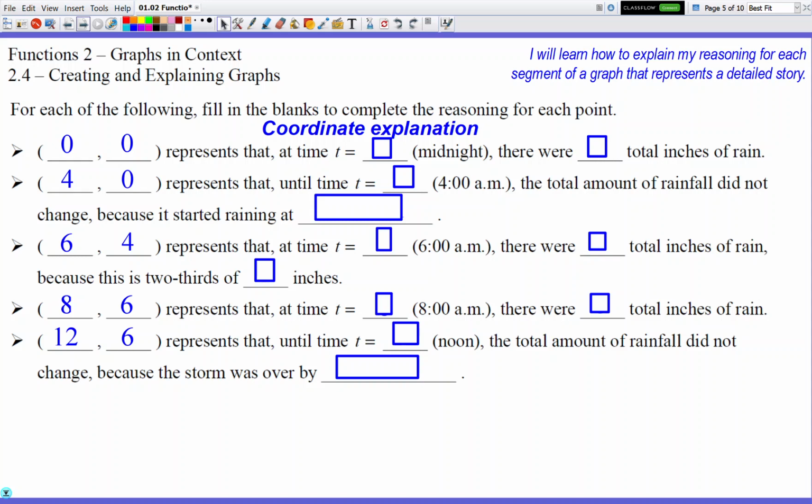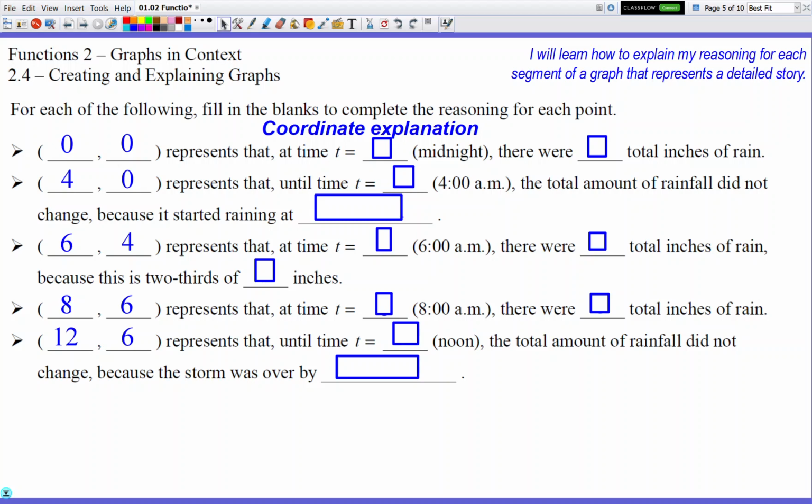It's going to explain what 0 and 0 means, and 4 and 0, 6 and 4, 8 and 6, 12 and 6. It's going to tell us exactly what every single one of those numbers mean. And in some cases, it's going to tell us how we actually got the number too. So in this first example, we're always going to explain the x coordinate first. Whenever you start your coordinate explanation, always explain the x coordinate. So I'll do that now. I'm going to go over every single one of these sentences, and I'm going to explain the x's first.